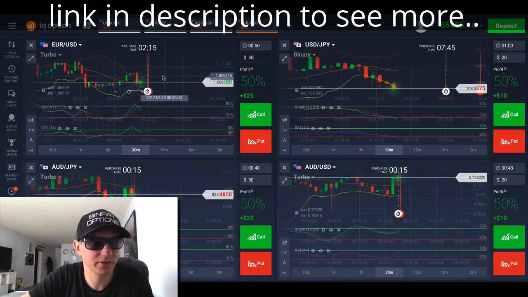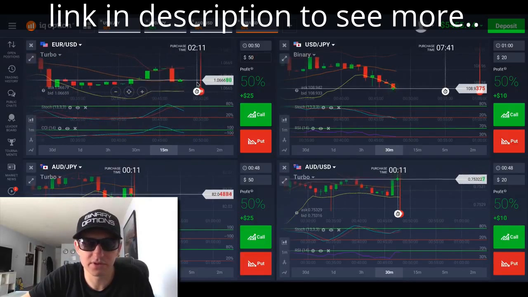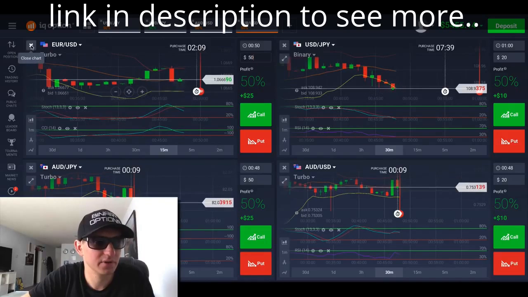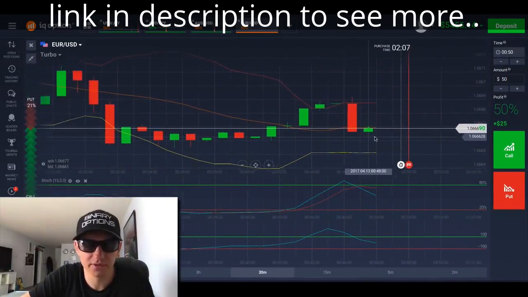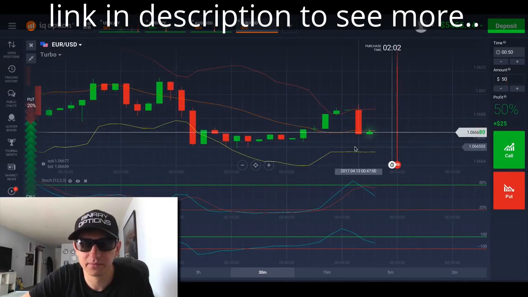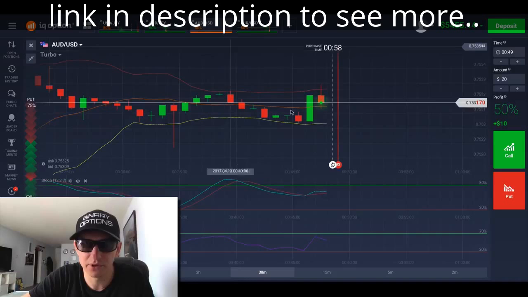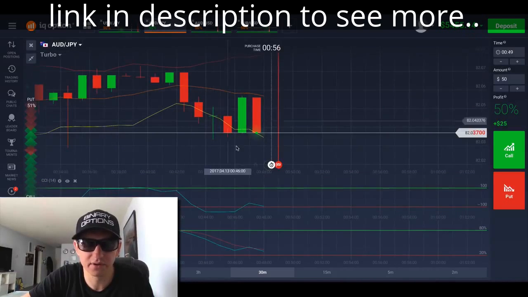JPY, Euro USD. Okay, so it looks like we missed the moment on Euro USD because there was a big drop down that happened right away. Okay, we're gonna skip it.